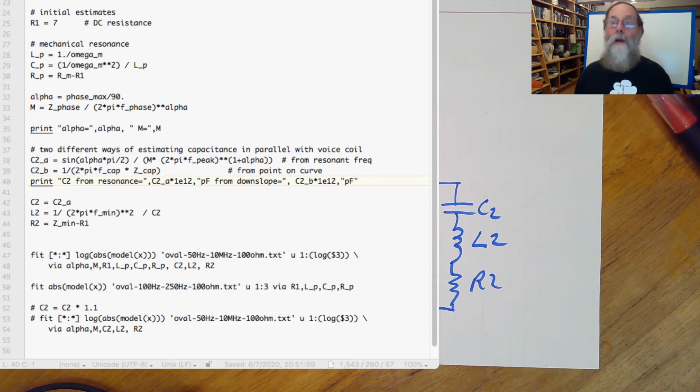So that's just saying make the LC resonance, which is omega squared is 1 over LC. Set the L to get the resonance just where we want it. And then for R2, I just made that the Z min there minus R1. Again, we've got the DC resistance always being added.